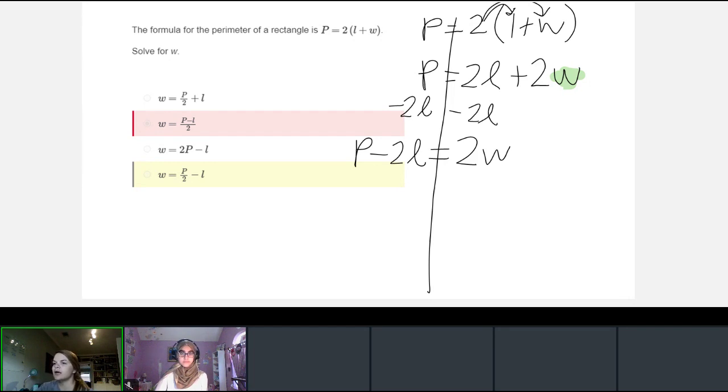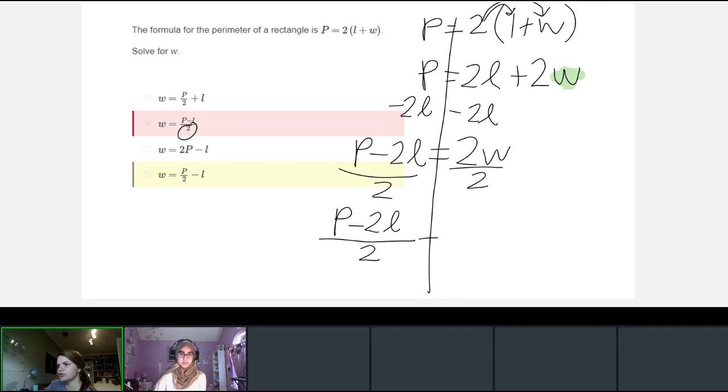This is kind of the part where it gets a little bit tricky. You know what to do, it's just they do it a little bit differently. Sometimes your answers are written differently. So we know that we have to divide by 2, and you knew that you had to divide by 2 because you chose that answer. So we're going to divide everything by 2. So we get P minus 2L, divided by 2, equals W.